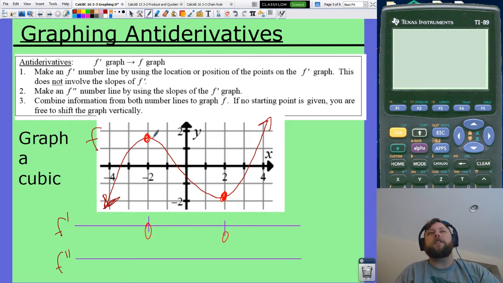Well, in between those parts, I want to know what f prime is going to be. Well, in between this side, f prime is increasing, so f prime is positive, and here it's decreasing, so it's negative, and here it's increasing, so it's positive.